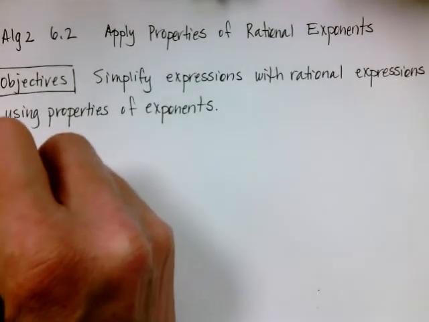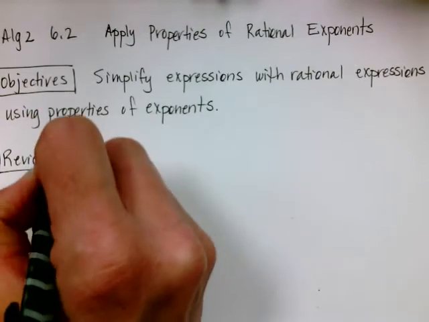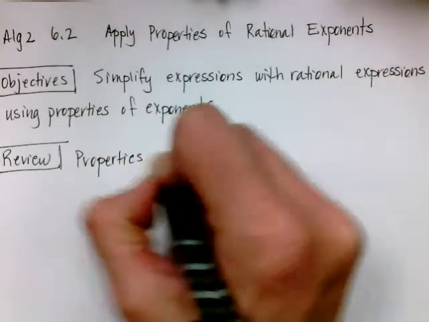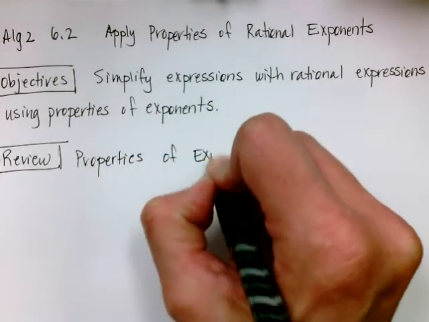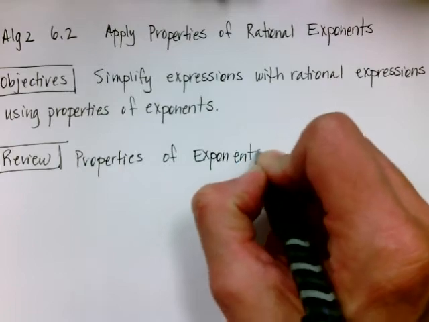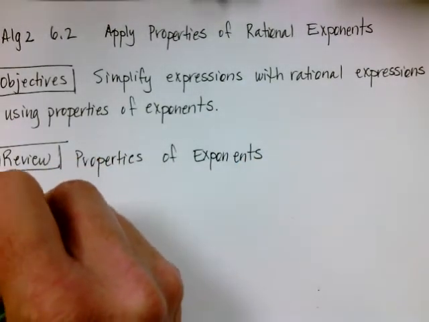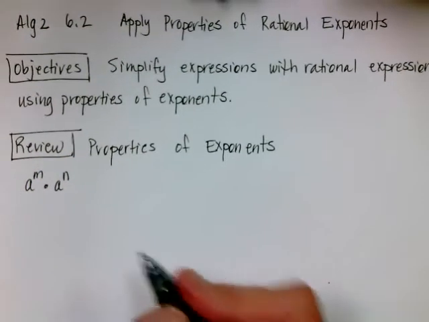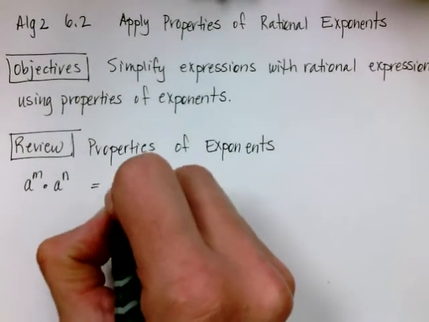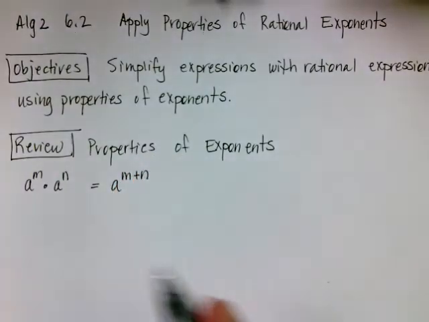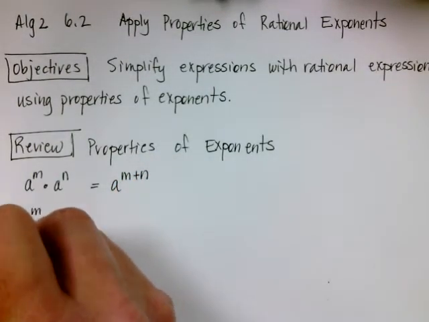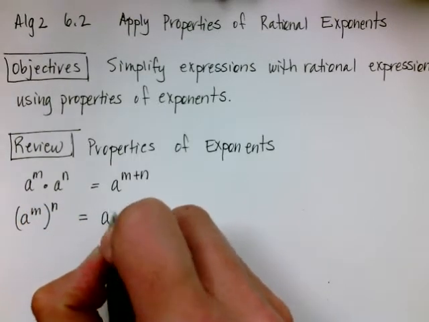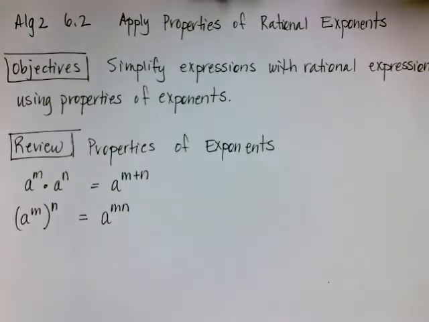Alright, so here's going to be your review of our properties of exponents. You remember we just learned this in the last chapter. If I have a to the m and I multiply by a to the n, noticing that the bases are the same, then I'm going to do a to the m plus n. If I do a to the m raised to the n, a power to a power is multiplied, so this is going to be a to the m times n.